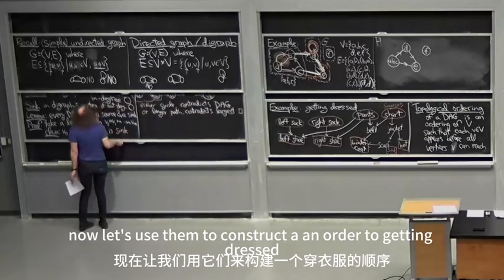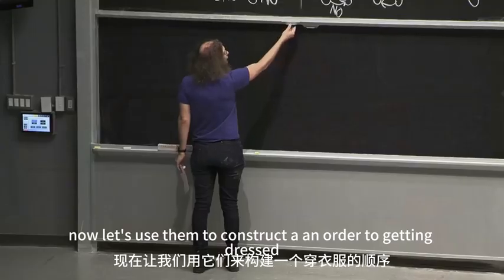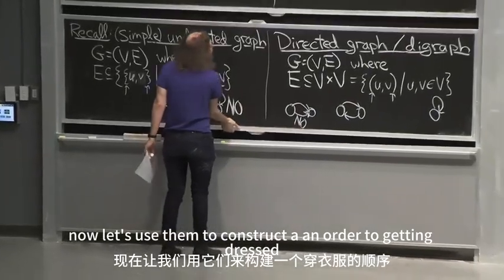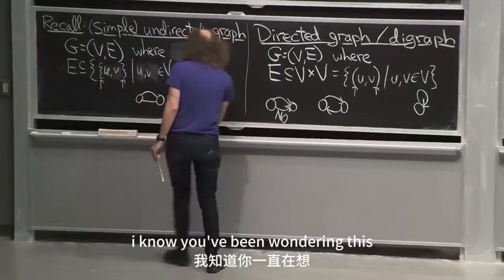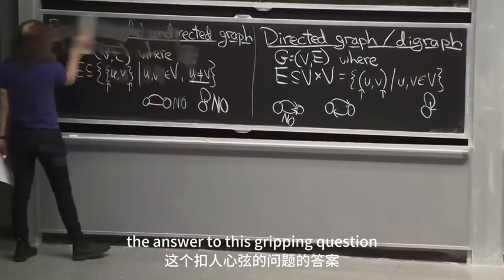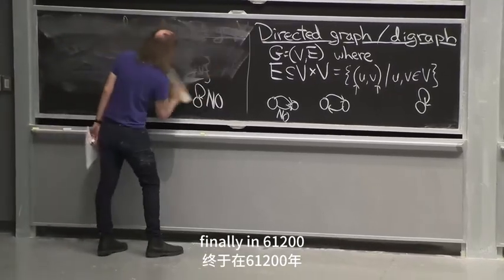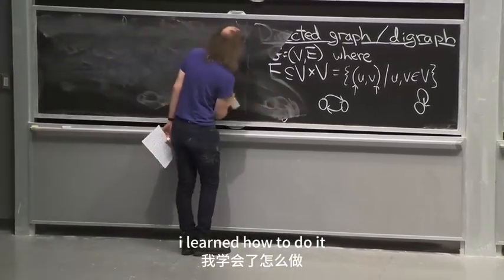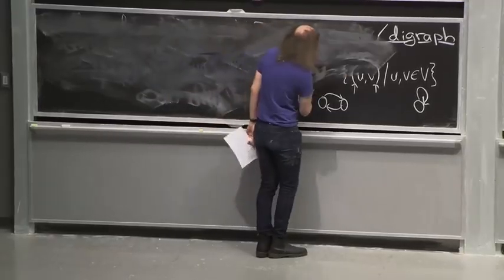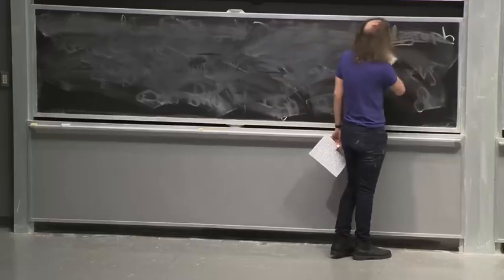Now let's use them to construct an order to getting dressed. I know you've been wondering the answer to this gripping question. How should I get dressed every morning? Finally, in 6.1200, I learned how to do it. For any graph.